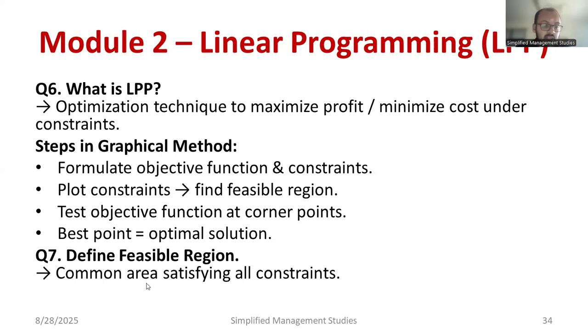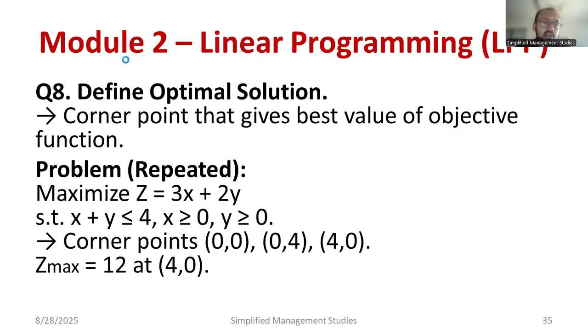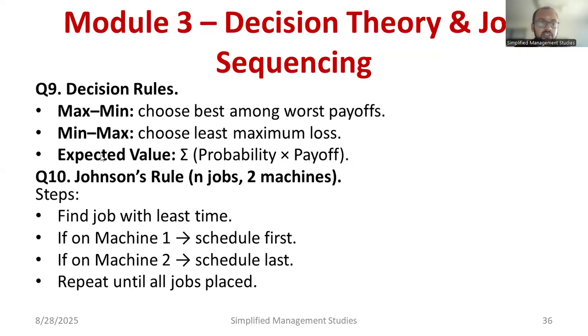Define feasible region. Common area satisfying all the constraints is known as feasible region. Question number 8, define optimal solution. Corner point that gives the best value of the objective function is called the optimal solution. So these kinds of problems are also very important. You can see, maximize Z = 3x + 2y, subject to x + y ≤ 4, x > 0, y > 0. So you have to identify the corner points, then identify the maximum. This problem usually repeats in the university examination.